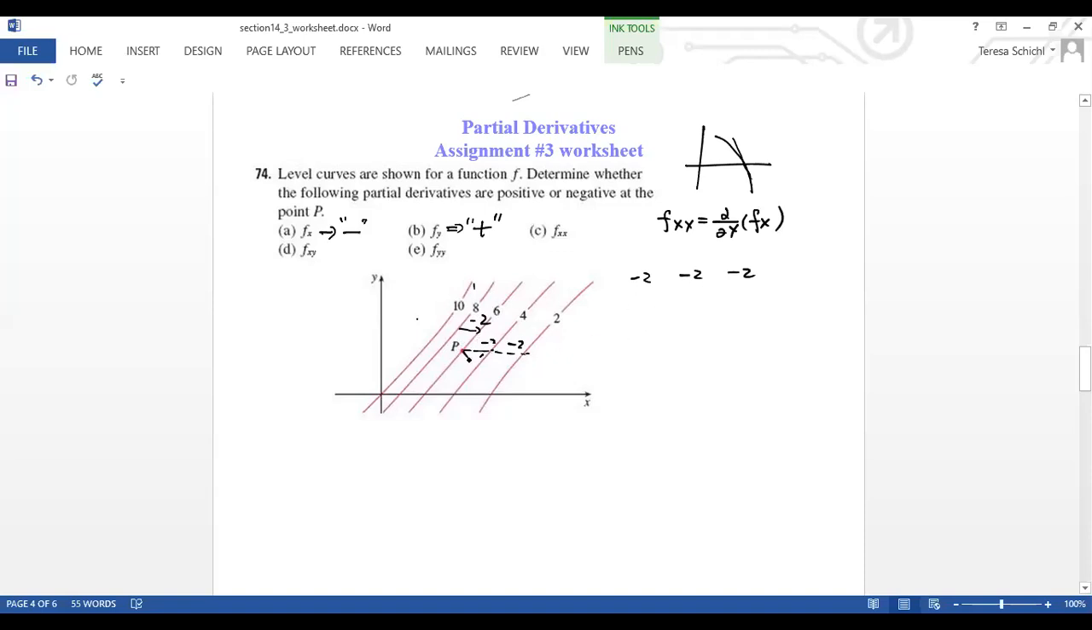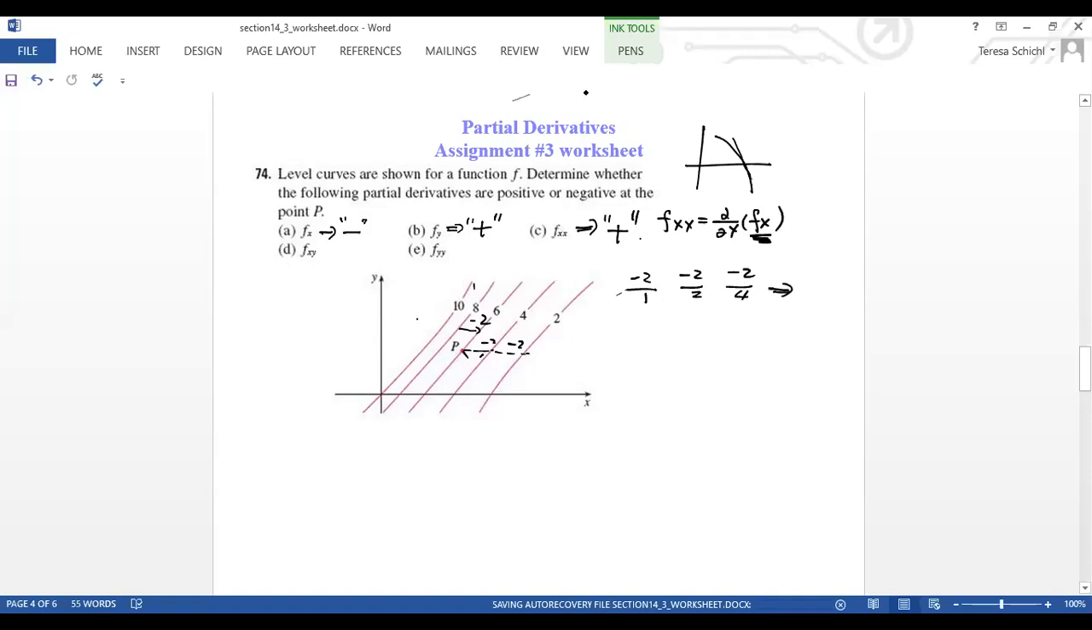So for example, if this is like a one, and this distance is two, and let's say this distance is four, right? As you can see, because the level curve spaces out, we get -2 divided by 1, -2 divided by 2, -2 divided by 4. So this value is getting bigger, so it's increasing. The rate of change of f of x is increasing. So what is here? This is positive, correct?